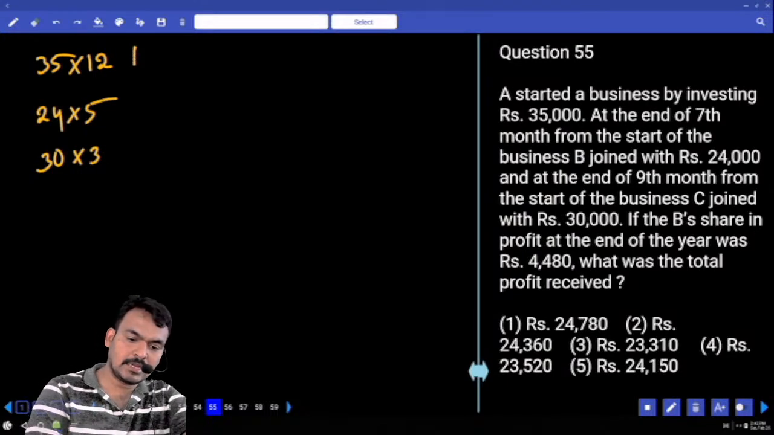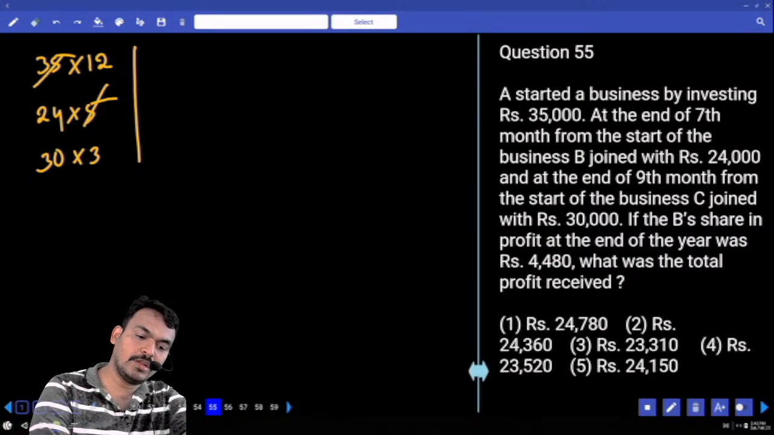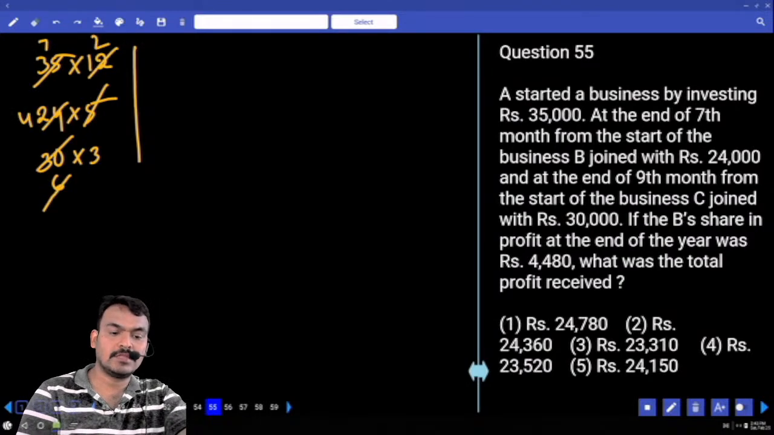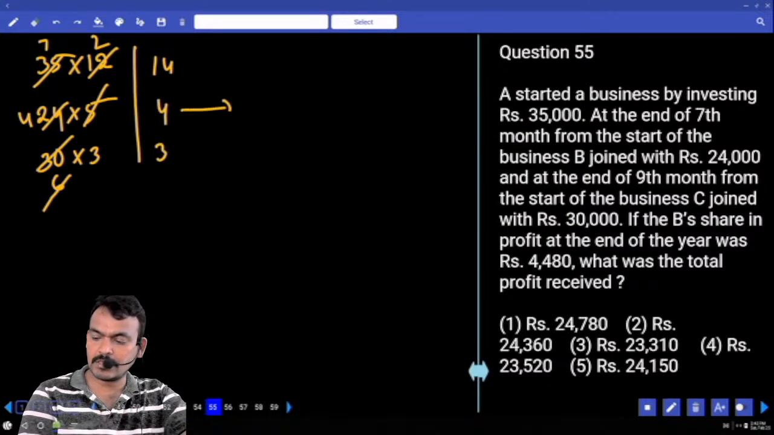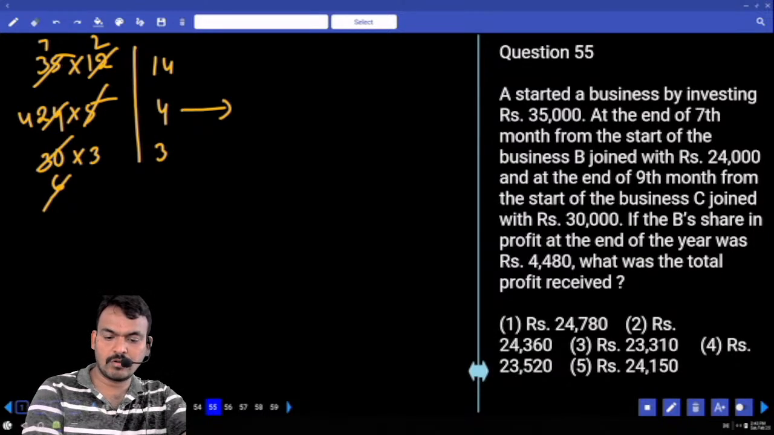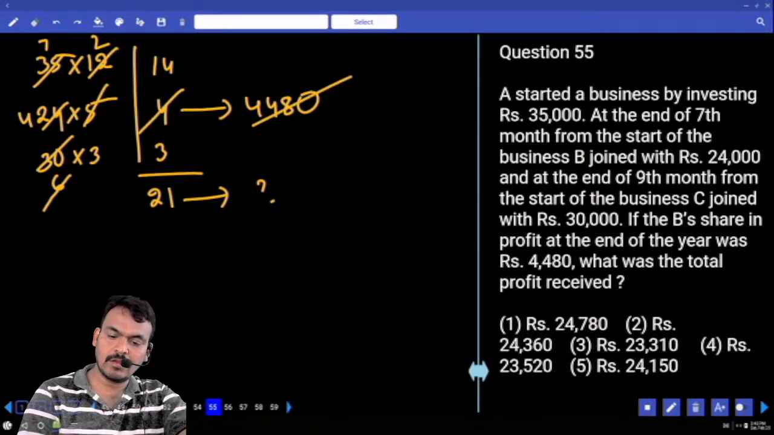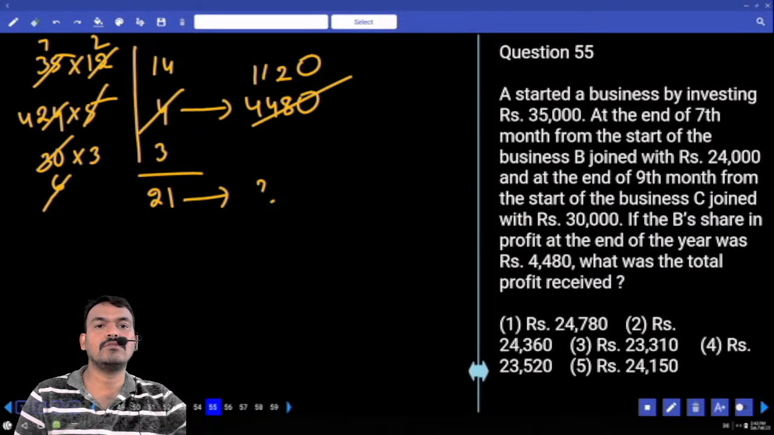Okay. And 35, 24, 30. 5 ones are 5. 5 how many times? 7. 5 how many times? 6. 6 ones are 6, 6 fours are 24, 7 twos are 14 and 4 threes are 12. In place of 4 parts, how much value is given? 4480. But we require the total. Total means how many parts? 21 parts. 4 how many times? 1120. 1120 into 21.